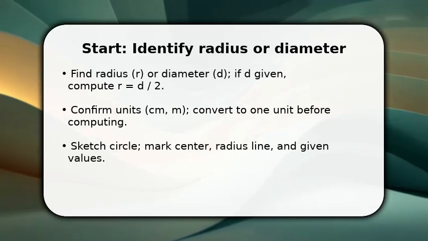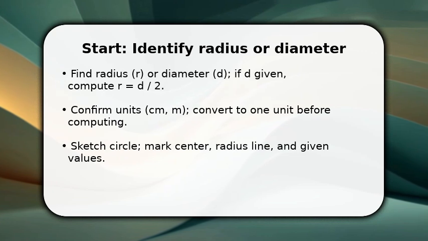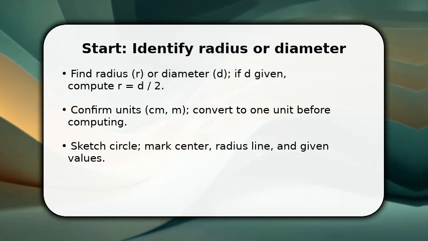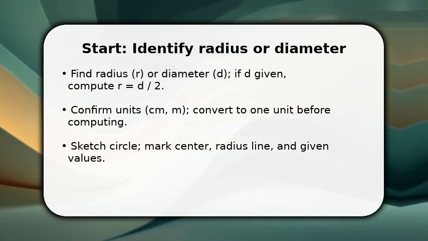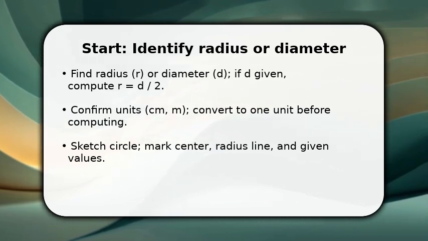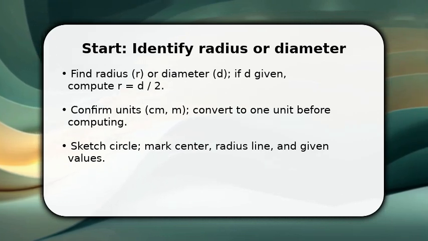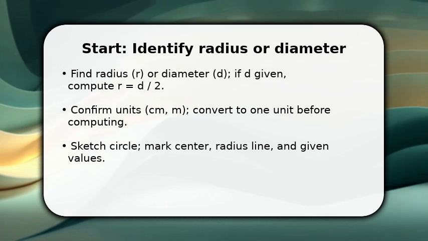You begin by locating the radius or diameter and locking in the units. If you only have diameter, divide by 2 to get r, because the radius is half the diameter. Once done, write r with units, for example 5 cm, and sketch the circle labeling center and radius. This prevents unit mistakes and misreads.